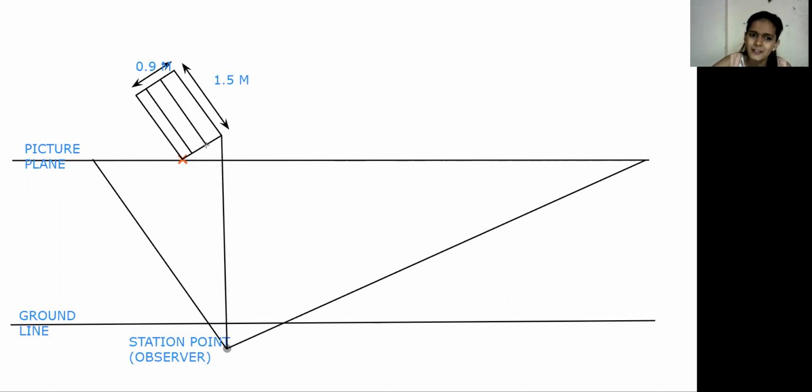After drawing this line, you know that we need to erase the lines between picture plane and ground line. So as a hint, you just need to connect that 4 points with the station point. But after that, we are going to erase these line portions. Which portion? Between picture plane and ground line. These 4 lines, we are going to erase between picture plane and ground line.